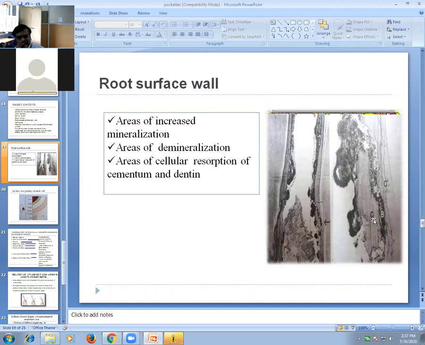When the root surface is exposed to the oral environment, there may be accumulation of plaque on the root, and there may be caries formation. Around that caries, you will see an area of demineralization. Then we will also see areas of cellular resorption on the root surface. Area of hypermineralization, area of demineralization, then area of cellular resorption on the cementum.